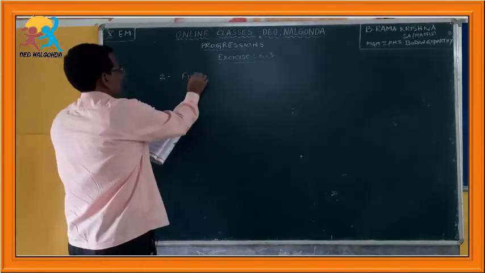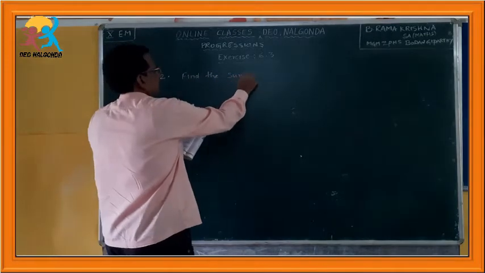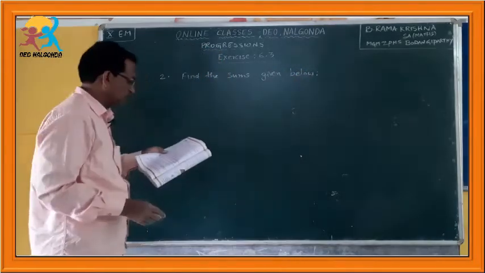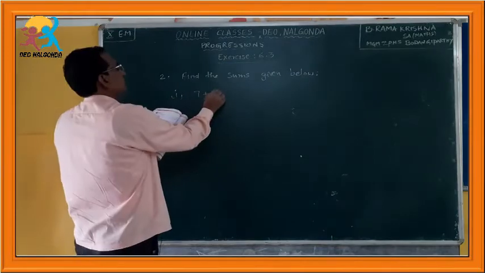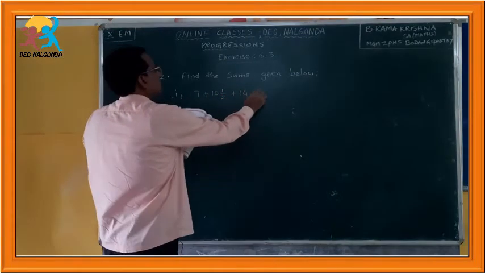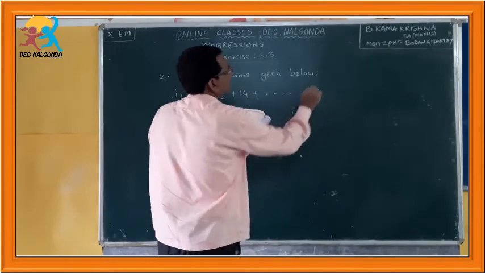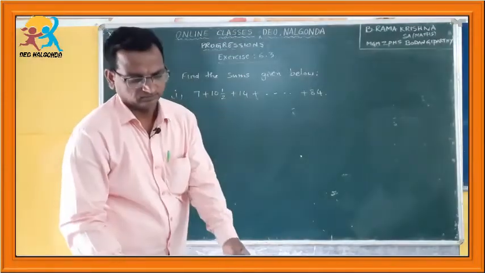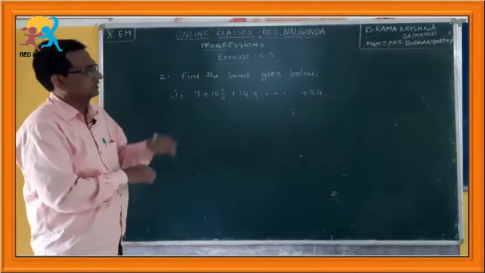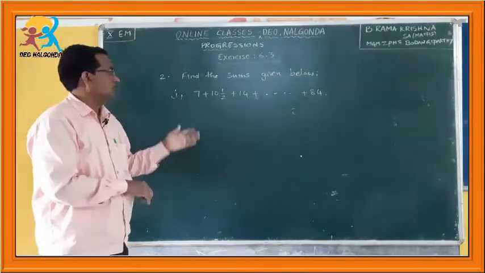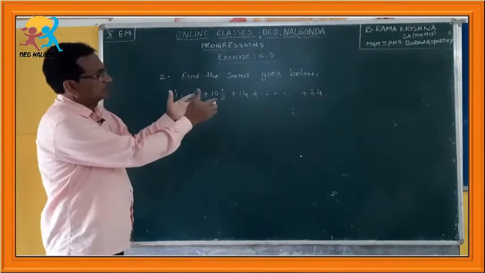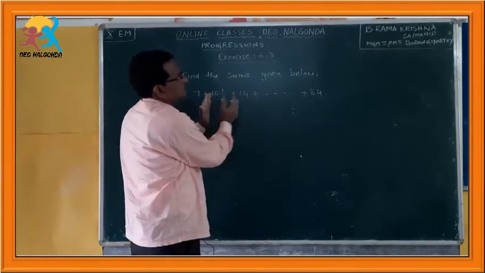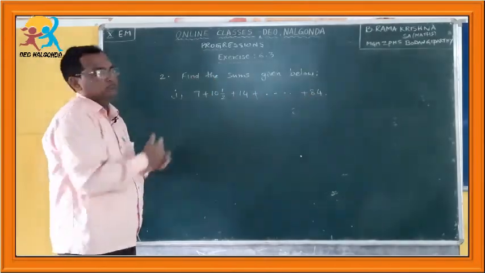Find the sums given below. First one, 7 plus 10 1 by 2, 10 and a half, plus 14 plus so on plus 84. Now, how to find the sum of this? Only terms are given, and in between there is a plus sign, which means you have to find the total sum from 7 to 84.